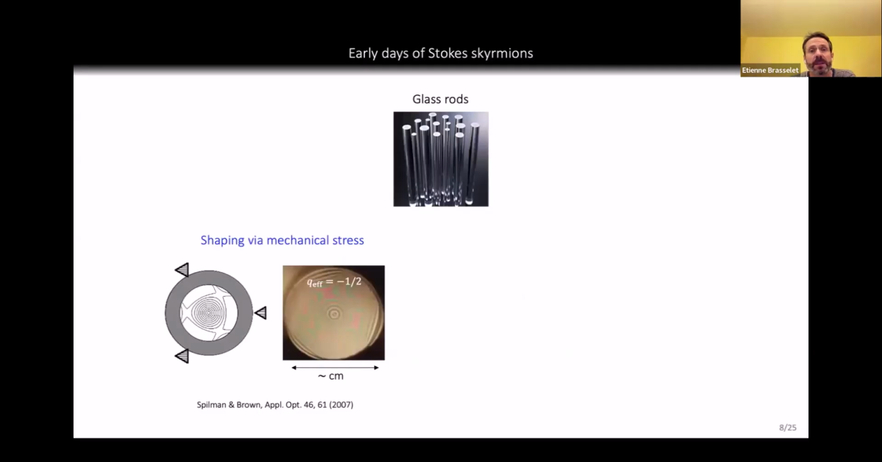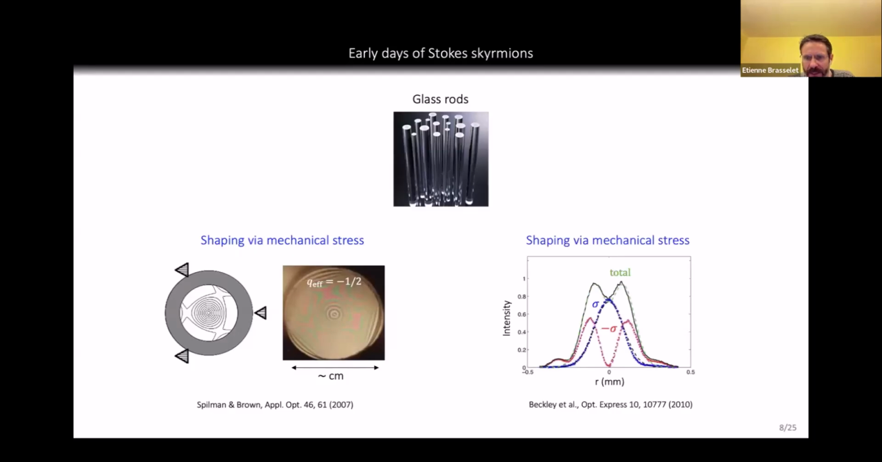Now I will present a couple of slides to show from where we took our inspiration experimentally. So what I call here the early days of Stokes skyrmions. The idea is to take glass rods. And in 2007, Spielmann and Braun showed that by stressing a given glass rod appropriately, you can generate by mechanical stress on the glass rod some anisotropic structure, which is space variant, associated with a structural topological charge here, Q effective, which is minus one half, and a set of different phase retardation patterns that depends on the kind of stress and amount of stress you are imparting to the rod.